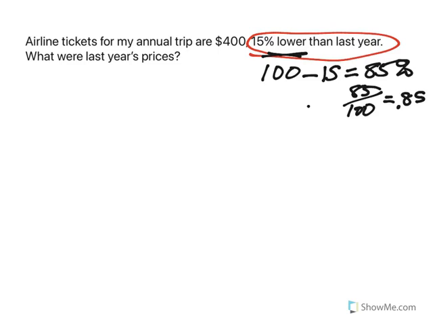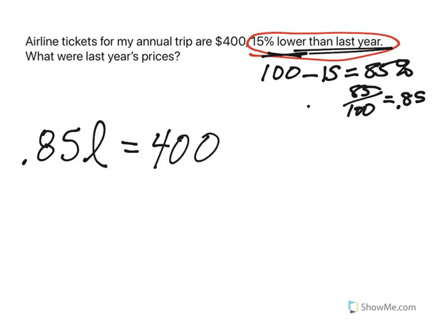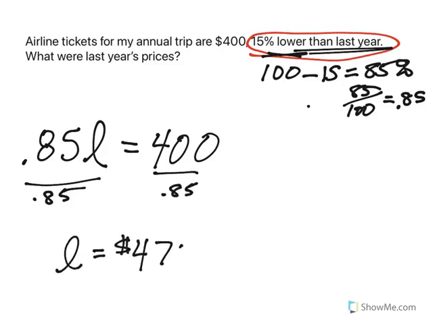Now, that is then last year. So 0.85 times last year. I'm going to use an L for last year. So if we take 85% of last year's prices, that means we get this year's prices. Okay? So if L stands for last year, that's how we go with this. Now to solve this, we would divide both sides by 0.85. And that means last year's tickets were right around $470.59, rounded to the nearest penny.